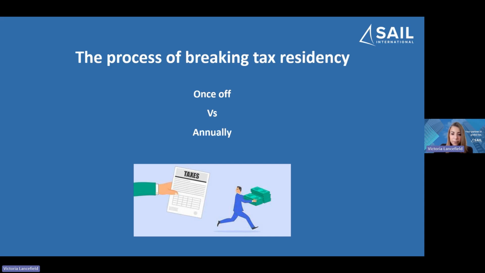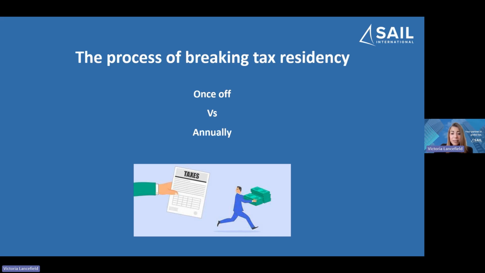Tax implications: after ceasing tax residency, foreign income will no longer be declared to SARS, but local income must still be reported. Ceasing tax residency may also trigger tax consequences like capital gains tax on asset disposals, so proper planning is essential. The other way to cease your tax residency is on an annual basis.